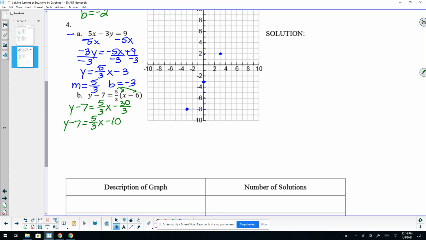-10. If you are still struggling with fractions, multiplying fractions, adding fractions, subtracting fractions, simplifying fractions, please let me know and I can get you some additional material that can help you with fractions, okay?